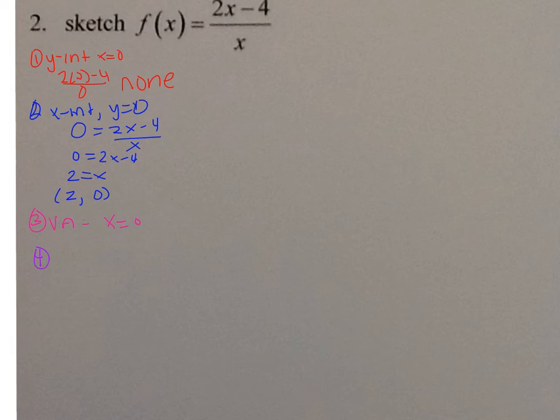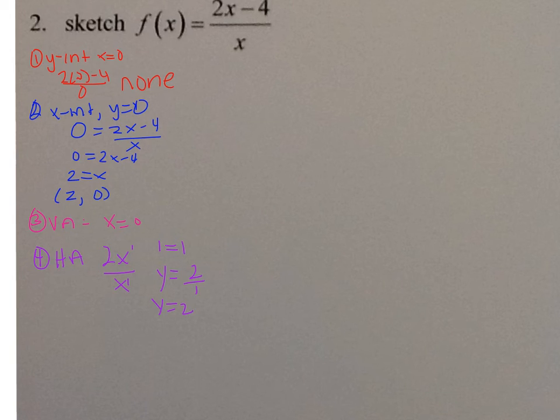Number 4, I need my horizontal asymptote. That is from the degrees of the numerator and denominator, so it would be 2x over x. So they both have a degree of 1. So I have 1 is equal to 1. So those are my degrees in the numerator and denominator. So when they're equal, it's the coefficients. So it's 2 over 1, which is just y is equal to 2.